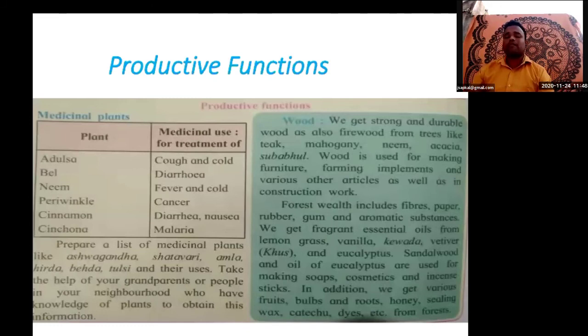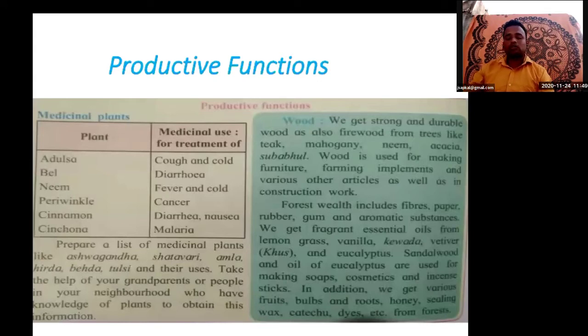Forest produce also includes fiber, paper, rubber, gums, and aromatic substances. We get fragrant essential oils from lemongrass, vanilla, kevda, vetiver, and eucalyptus. These are other things we get from the forest. Now we also get various fruits, bulbs, roots, honey, sealing wax, catechu, dyes, etc. from the forest. That means there are many productive functions. Many things we get from the forest. So these are the productive functions of the forest.